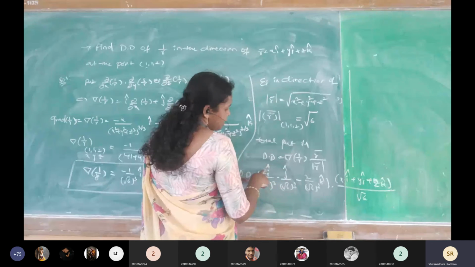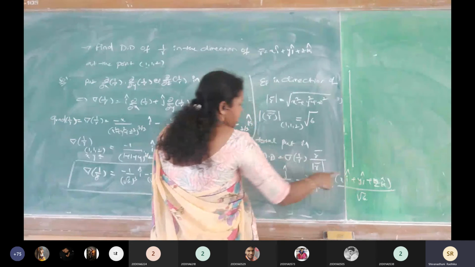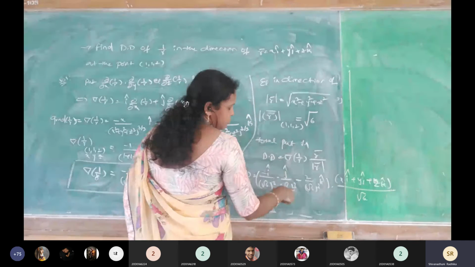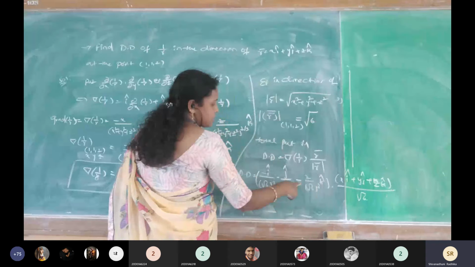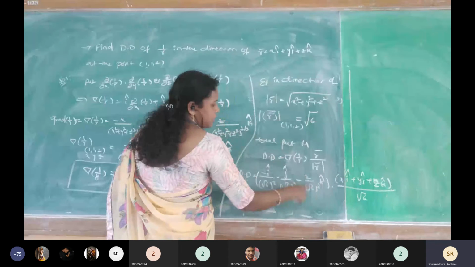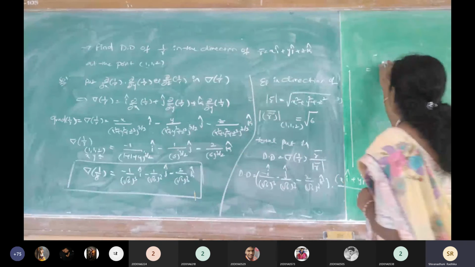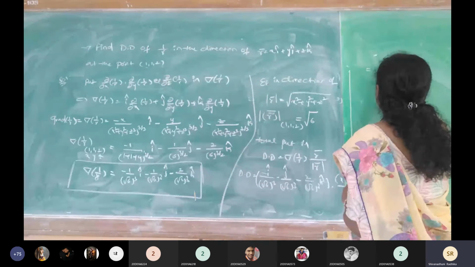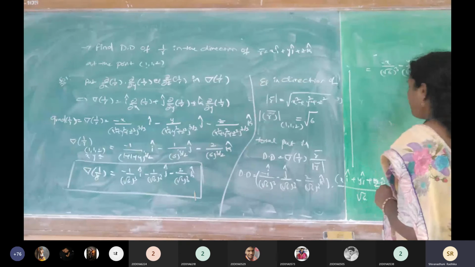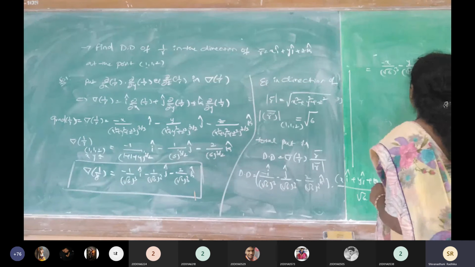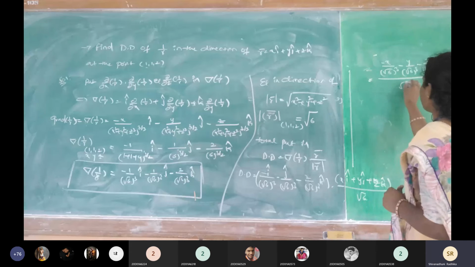The i cap coefficient is minus 1 by root 6 whole cube, and the other is x. The j cap coefficient is y, and here the j cap coefficient is minus 1 by root 6 whole cube. The k cap coefficient is z, and here the k cap coefficient is minus 2 by root 6 whole cube. The product of those two vector point functions is minus x by root 6 whole cube, minus y by root 6 whole cube, minus 2z by root 6 whole cube, total by root 6.